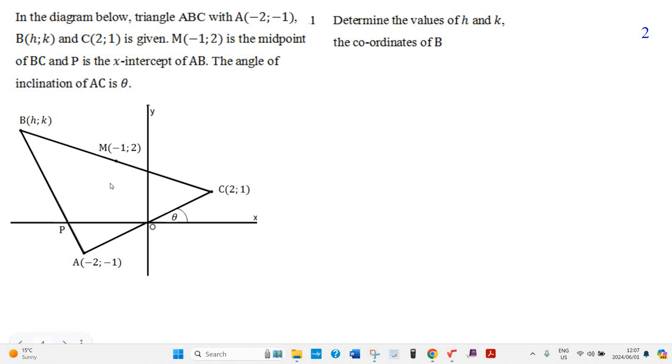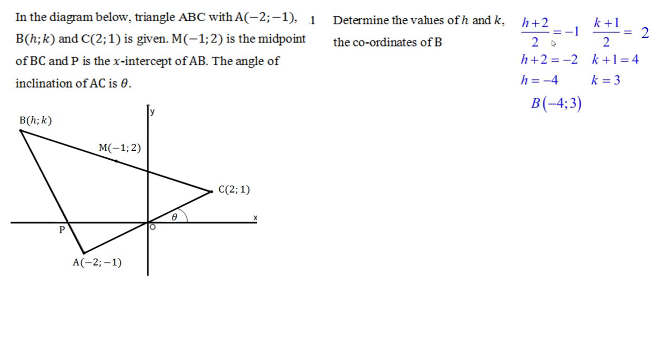Well, okay, if that's the midpoint, then if we take H and we add it to 2 and divide by 2, we should get the x-coordinate of the midpoint. In fact, that's how we get started. H plus 2 divided by 2 is minus 1. And K plus 1 divided by 2 has to give us 2. That's the midpoint formula. Just multiply both sides by 2, that turns into 4, that turns into minus 2. Subtract 2, you get your x-coordinate, H, of minus 4 for B. And take away 1 from 4, you get your y-coordinate, which is 3. So there's the coordinates of B, minus 4 and 3.